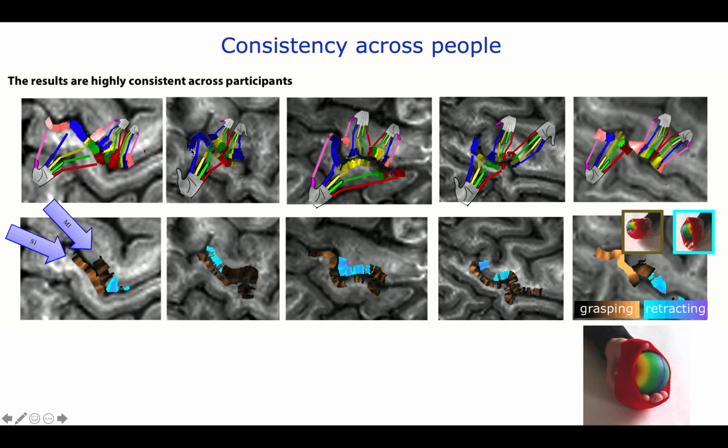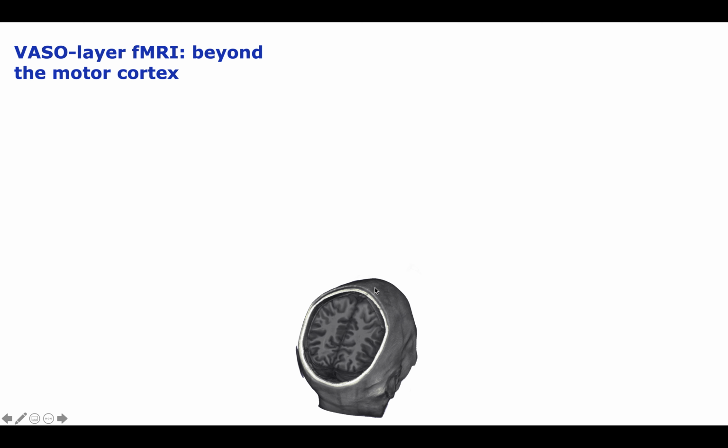And this kind of mirror pattern is also very consistent across participants and also matches pretty perfectly with patches in the motor cortex that are preferentially activated for grasping versus retraction tasks. So the motor cortex seems to be much more like an action map representation than a body part representation. And everything I showed you until now really referred to the motor cortex because it's so easy.